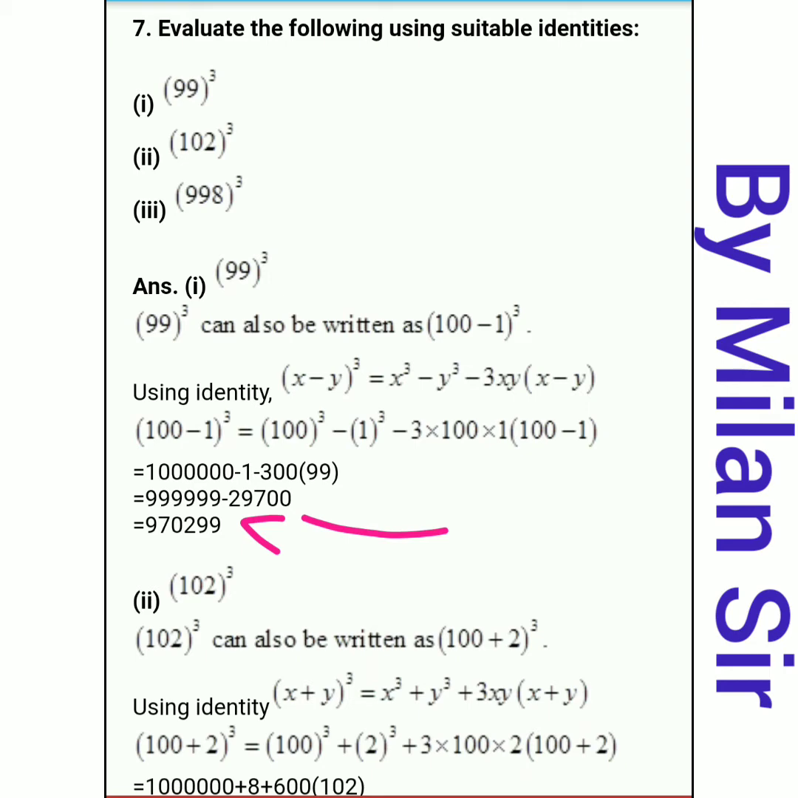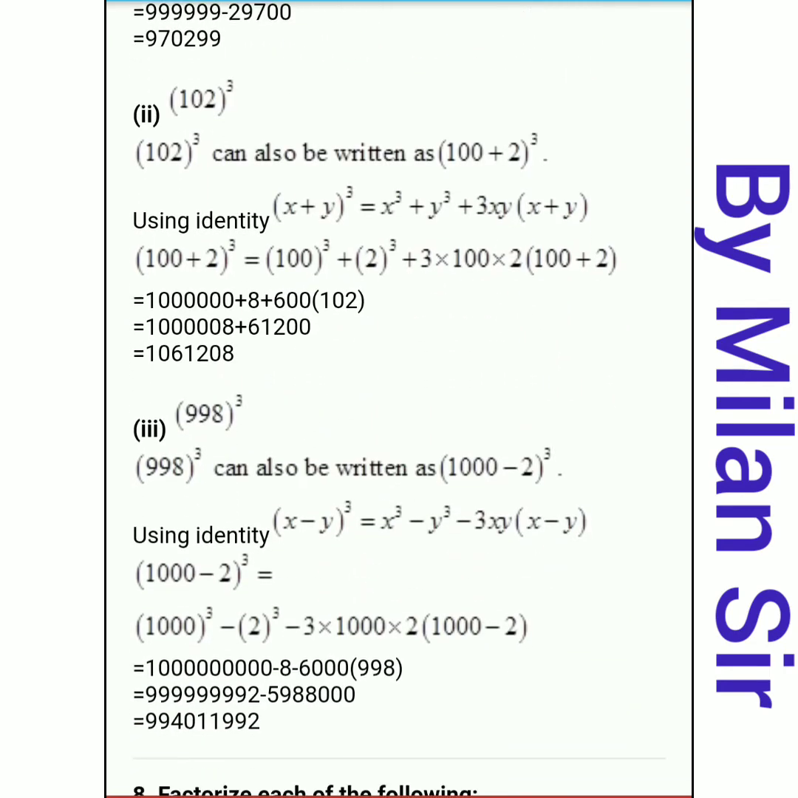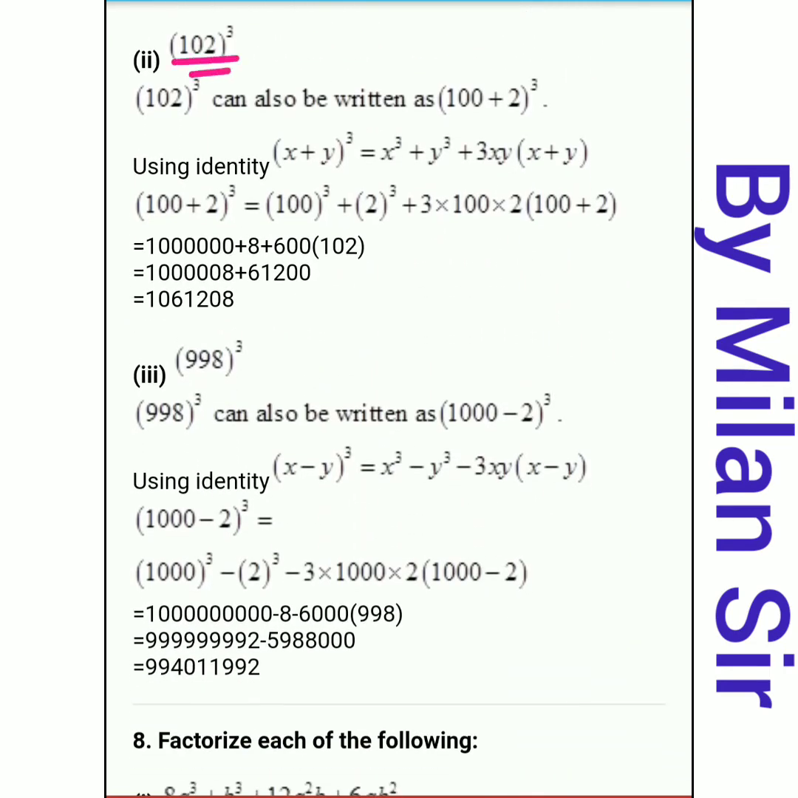So we can find 99 cube by using the identity, and our answer is 9,70,299. Second question, it is 102 all cube. The nearest number is 100, right? So we can write 100 plus 2 all cube. Then our answer is first term cube plus second term cube plus 3 multiply first term multiply second term, in bracket first term plus second term.